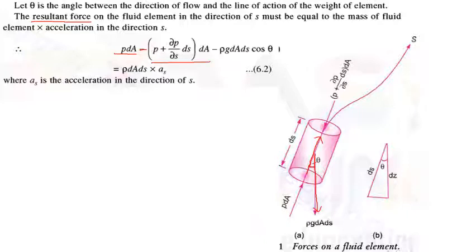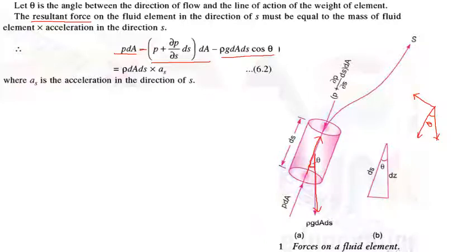Again, the weight is also acting downwards, and the weight has two components, right? Weight is acting downwards, so it has two components, one along the streamline and one perpendicular to the streamline. So this component is the adjacent component, so we consider it as the cosine component. So that is rho g dA ds cos theta.